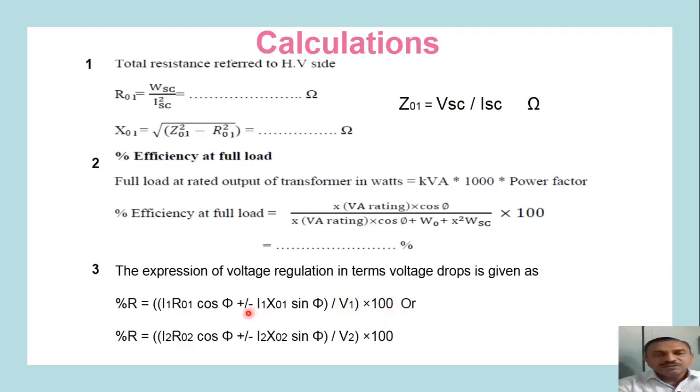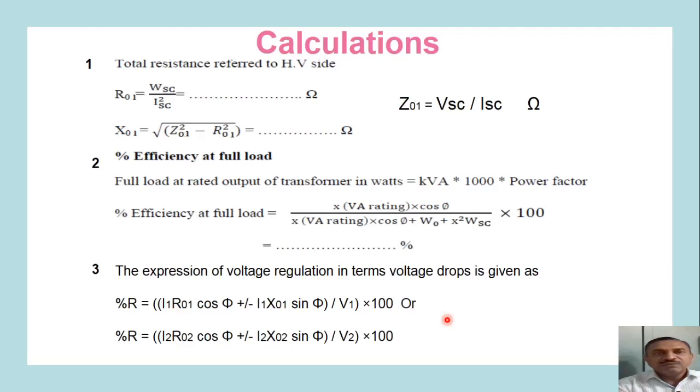Now the plus sign and minus sign are there. The plus sign is to be used for the lagging power factor. The minus sign is to be used for the leading power factor. If we have performed this short circuit test on the secondary side, then this next equation we can use. Replace the primary side components by secondary side components, keeping the cos phi and sin phi the same. The equation becomes I2 R02 cos phi plus or minus I2 X02 sin phi. Divide this whole term by V2 of rated value. Multiply that answer by 100, we get the percentage voltage regulation.